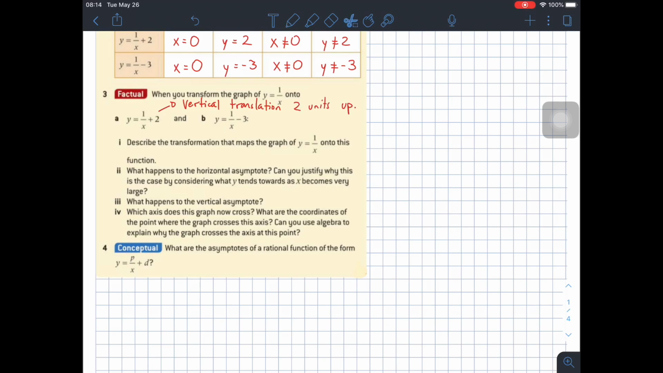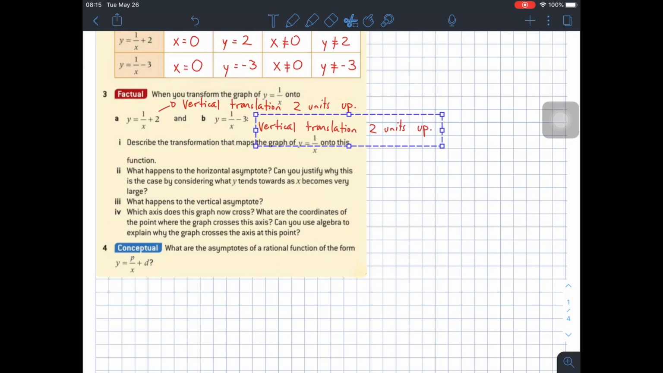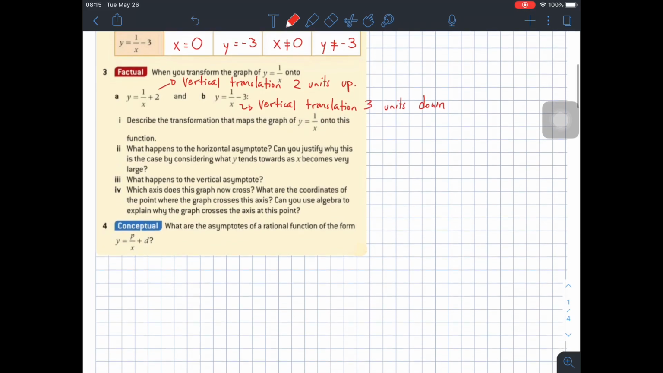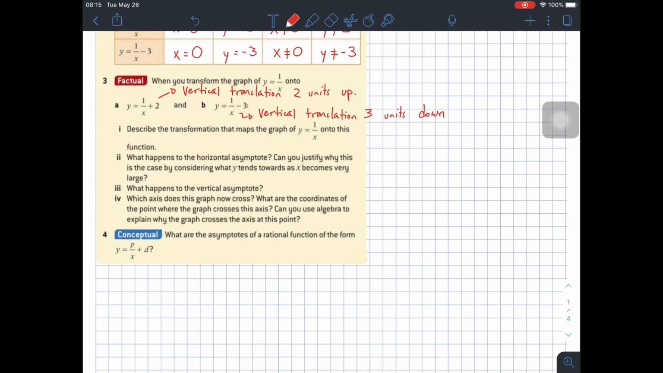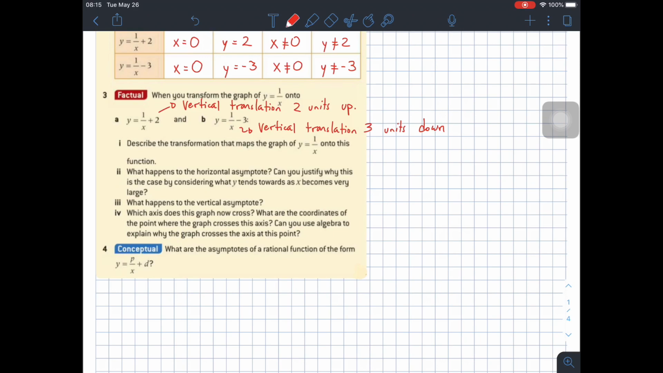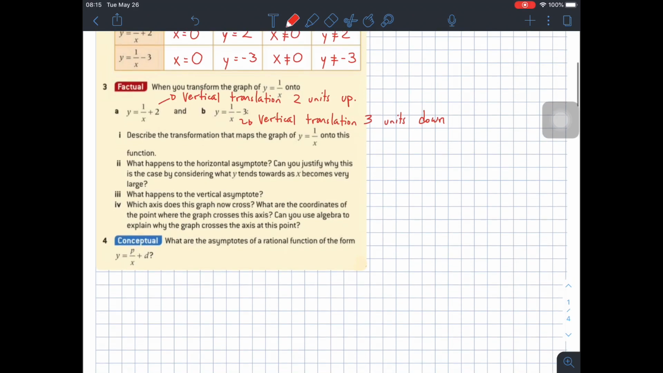And in the second case, we're having a vertical translation 3 units down. So 3 units down. This is this case. Okay, then it says, what happens to the horizontal asymptote? Can you justify why this is the case by considering what y tends towards as x becomes very large? Okay, so what's happening is that the horizontal asymptote is moving according to the translations, right?